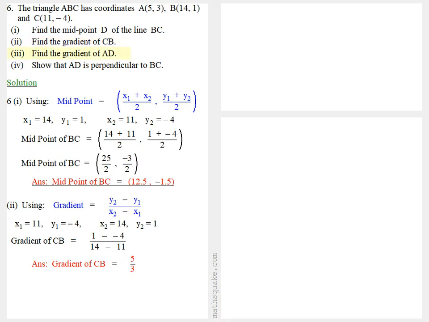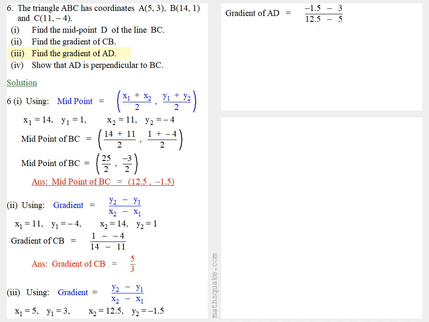In part 3, we have to find the gradient of AD. Now we use the gradient formula again, but this time x1 is 5, y1 is 3, x2 is 12.5, and y2 is minus 1.5. So the gradient is minus 1.5 minus 3 over 12.5 take away 5, which gives us minus 4.5 over 7.5, or if we double it top and bottom, minus 9 over 15, which cancels to give the gradient of AD equals minus 3 over 5.